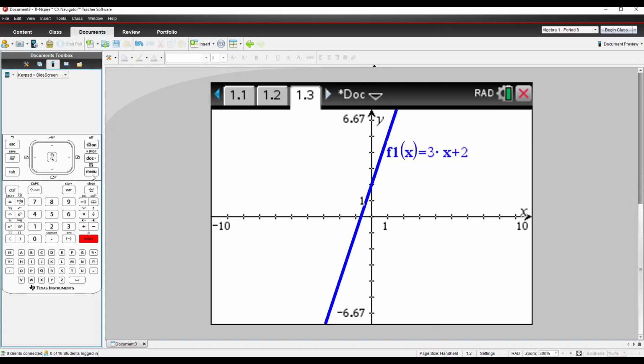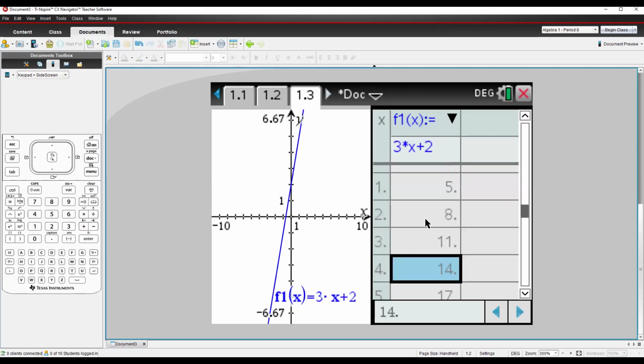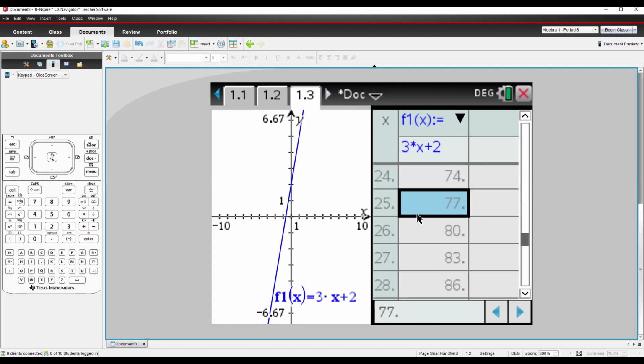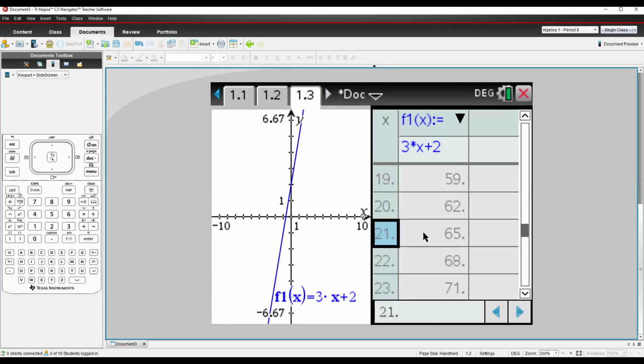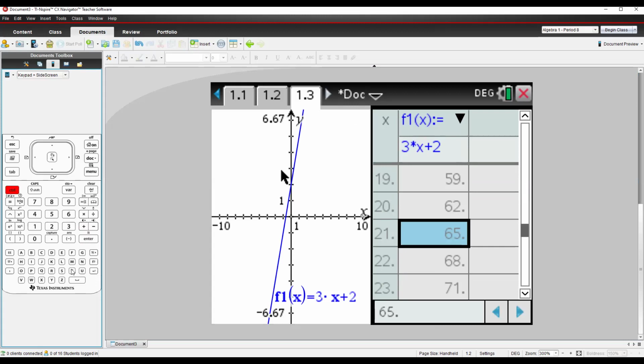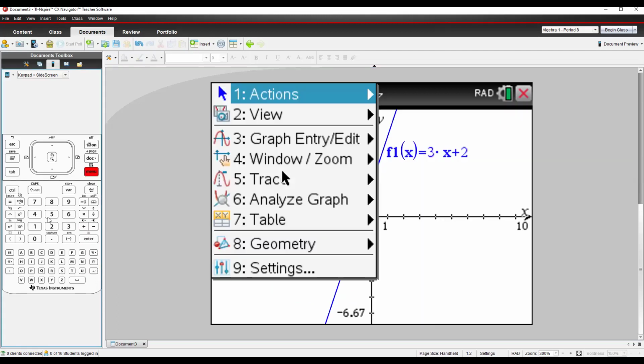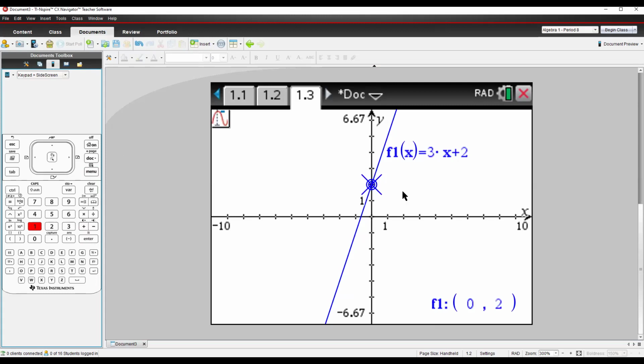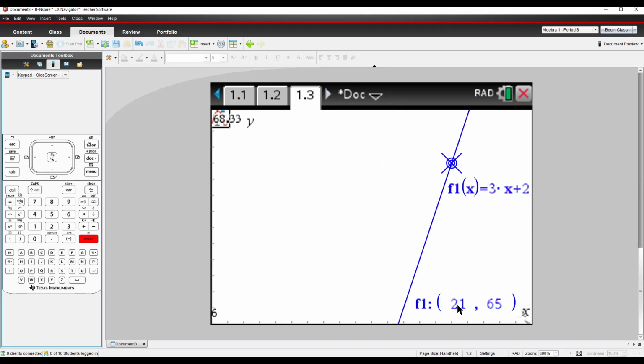Now, if I go to the table, I could do this either way. I could press Control T, go to the table, and look for the 21st term. I go all the way down to 21 right here, and it tells me that the output is 65. Or I could use menu 51, and since they gave us the x value, I just type in 21. I need the 21st term. It tells me that the 21st term is 65. That would be my answer.